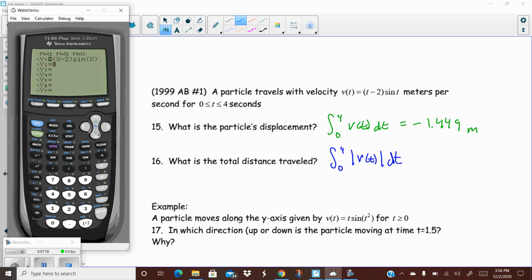What I can do is I can move down to the second y2, and there's a couple different ways to get to absolute value. I believe if you push math and then move over to num, the first thing is ABS, which is absolute value. You can also do it by pushing second 0, which is the catalog. It just so happens that ABS is the very first thing in the catalog, so you can get to it that way. Most of us are probably going to use the math button. It's just the one that we're used to, so let's quit this.